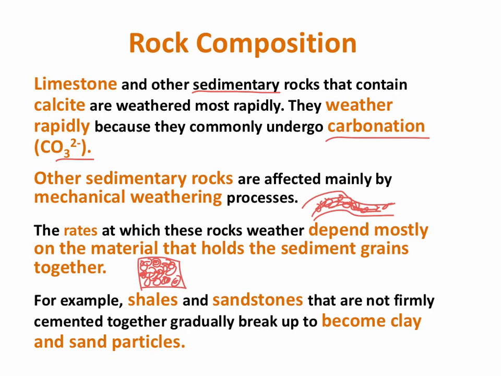For example, a rock like shale, which is a really flat, fine-grained rock, and sandstone, another fine-grained rock, mean the little grains are really small and not firmly cemented together. They break up and become clay and sand particles. So no surprise, sandstone turns into sand, okay? That's because the particles that make up sandstone are small, loose particles. They're not large particles cemented together like you'd see in granite, which is more resistant to weathering.